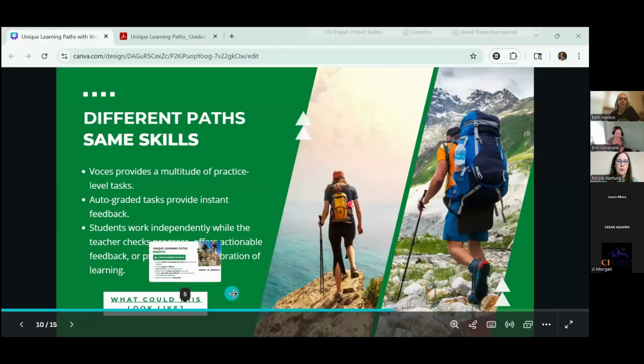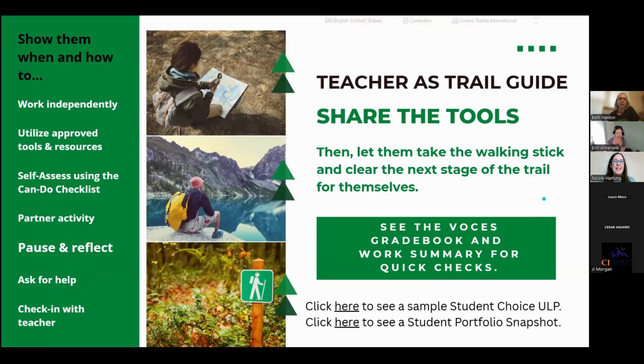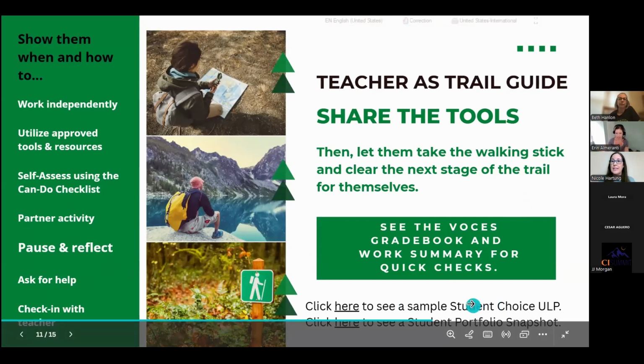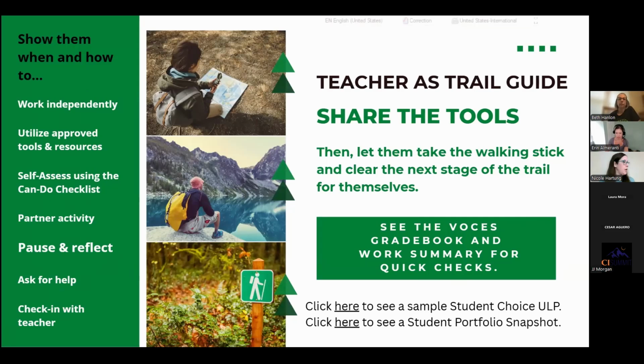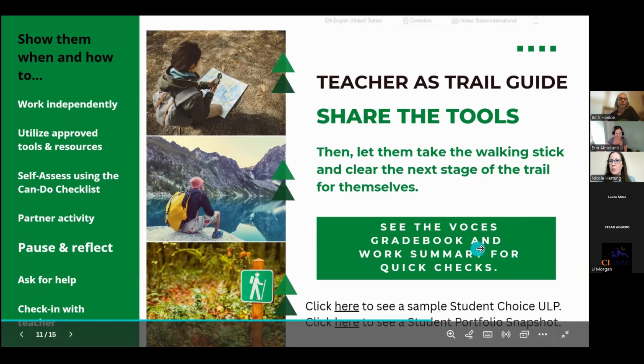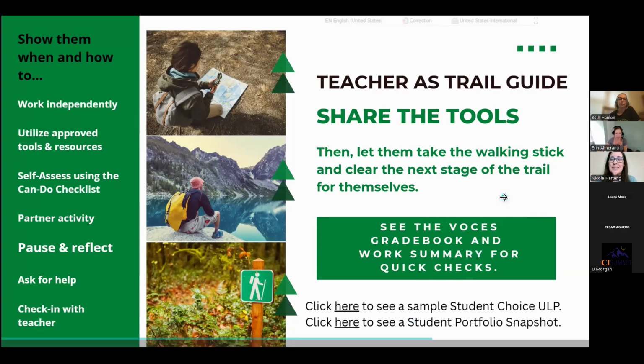Do you see right down here where it says, what could this look like? That's where you get that document. Hopefully you see that. Then on this screen, you can also click on a sample student choice unique learning path, as well as a sample portfolio snapshot. Perfect, thank you. Like that, this beautiful snapshot. Oh, you can't really see that because it's all blurry. But that is all in there. And I know we're about out of time. Erin, any other questions on possibilities, how something works?